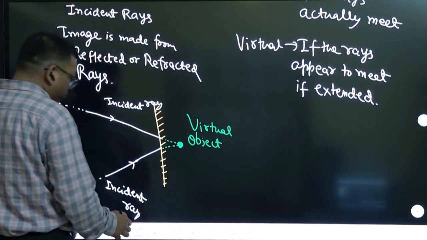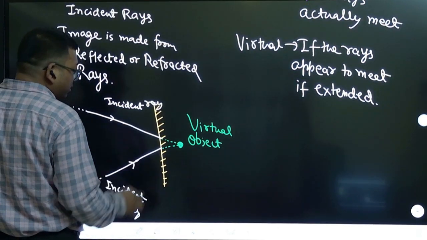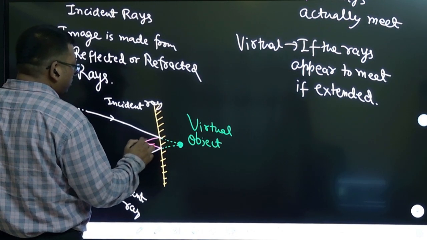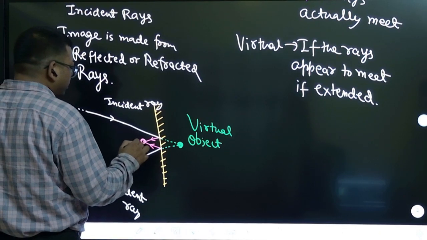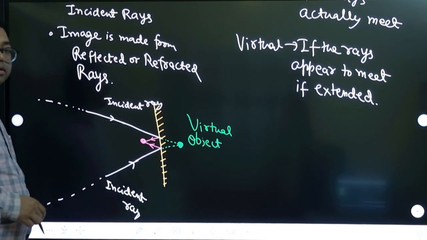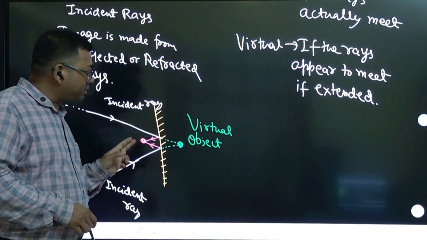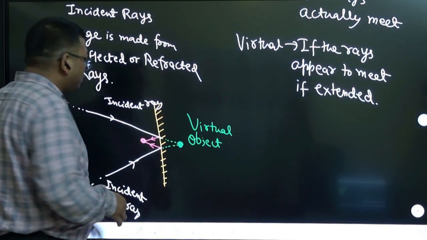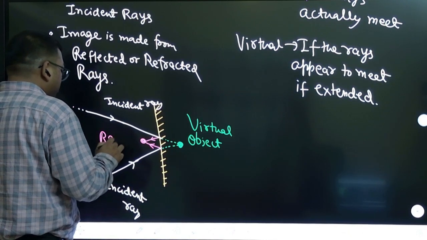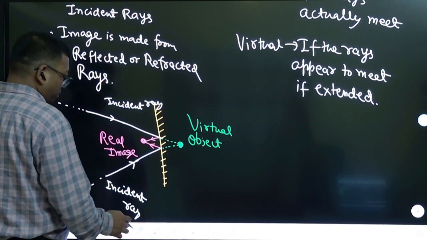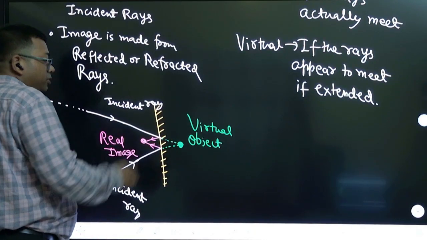Okay, now here also look at the reflection. Suppose you take the reflection, the rays will go like this. Here the rays also will go like this. So these reflected rays are actually meeting here, and these reflected rays are actually meeting. So this is a real image. Okay. So real image, virtual object.